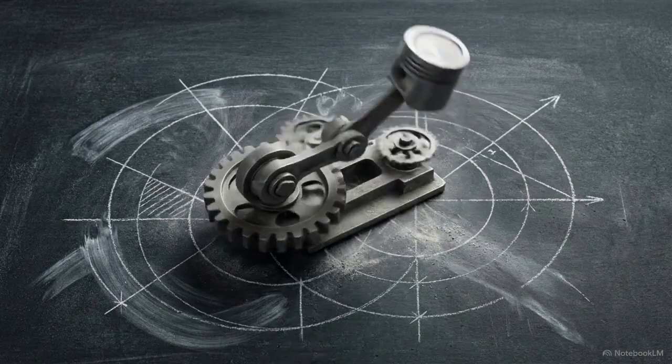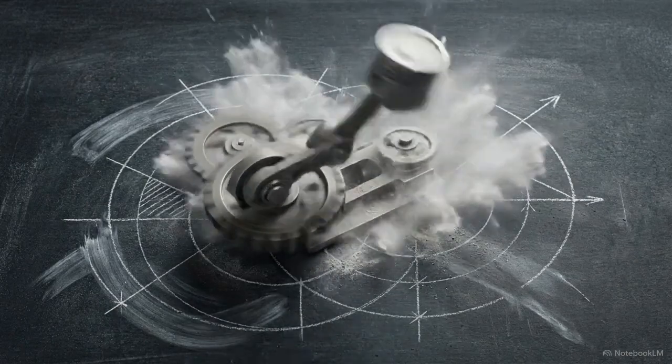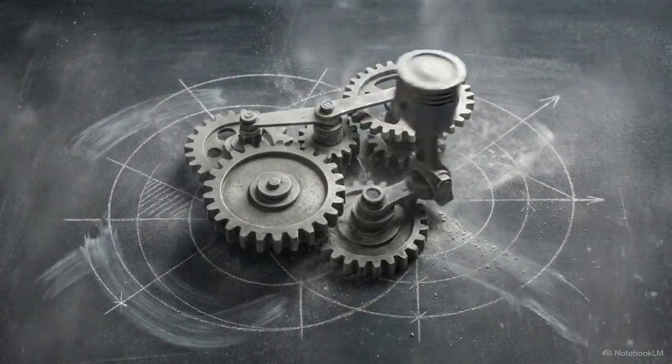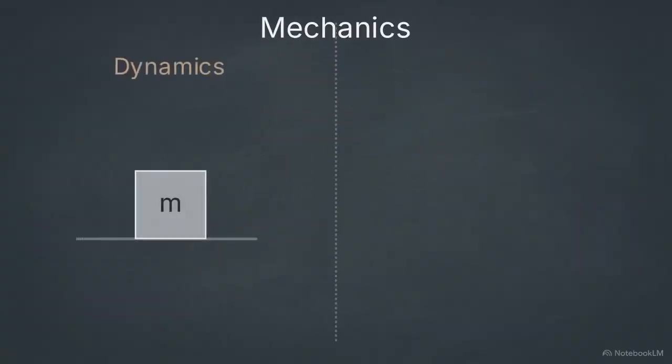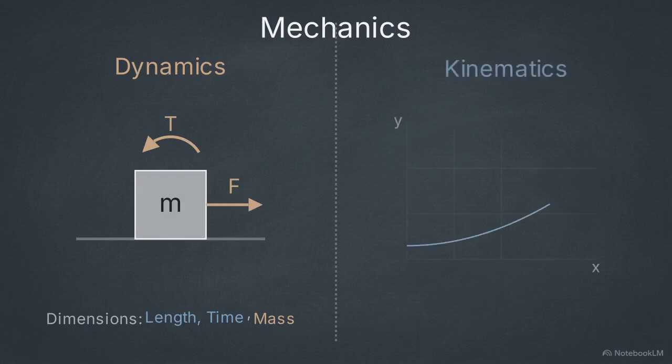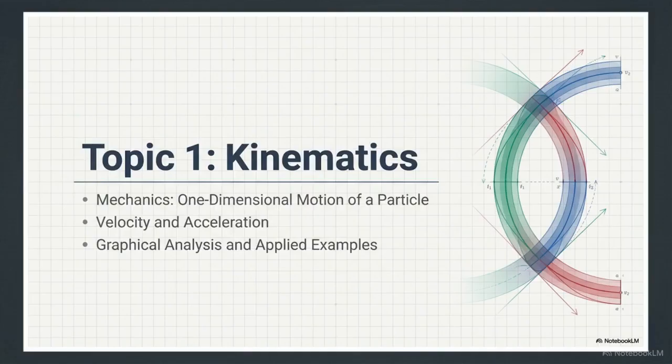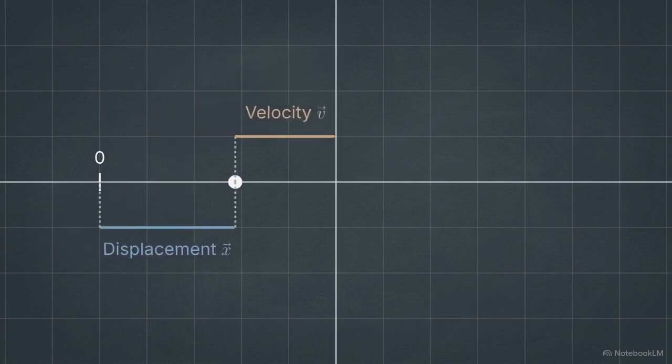To predict the future state of a moving object, we must first isolate it from the physical chaos of the real world. Mechanics maintains a divide between the causes of motion and the mathematical description of that motion. This title slide introduces our specific academic focus, kinematics. Kinematics is the mathematical description of an object's displacement, velocity, and acceleration.